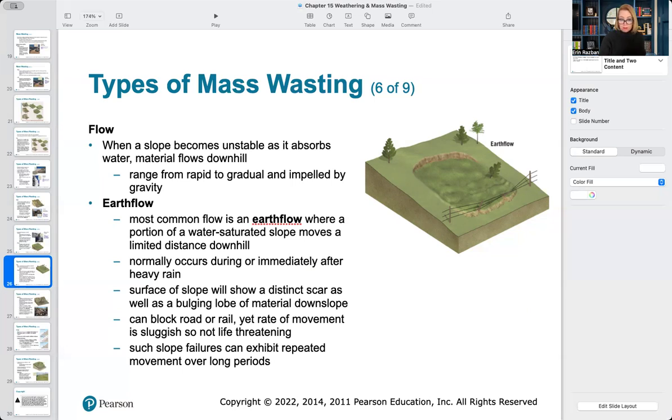The most common flow movement is an earth flow. And this is where a portion of a water-saturated slope moves a limited distance downhill, usually triggered by a heavy rain. Earth flows typically have a spoon-shaped scar at their head and a bulging toe at their base. The La Conchita earth flow in California in 2005 buried homes and killed 10 people, and this was an earth flow.